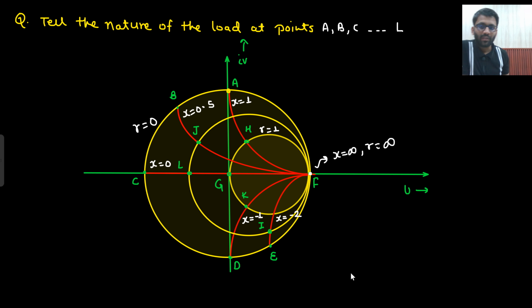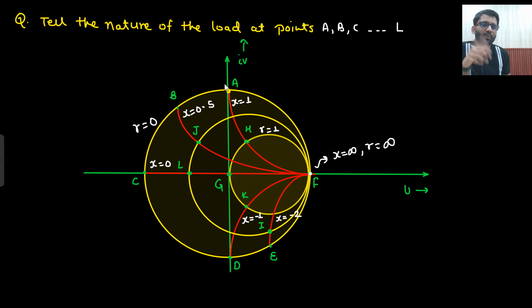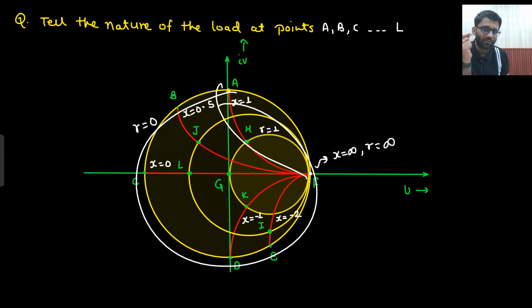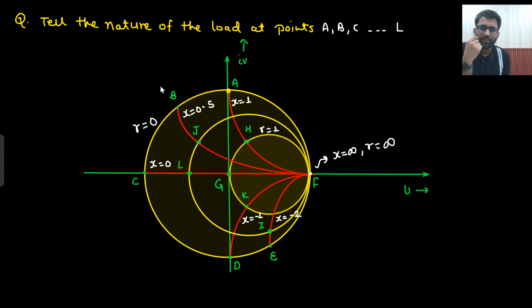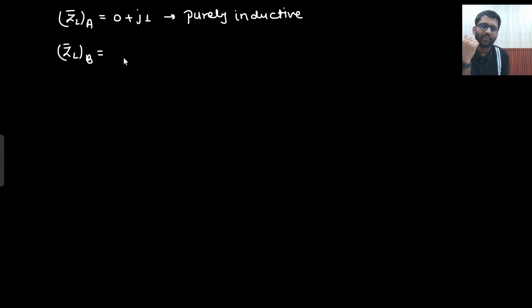Let's start now. Okay. At point A, what is the value of ZL dash at point A? So which two curves are cutting? R equals 0 and X equals 1. So R is equal to 0 and X is equal to 1. Purely inductive. Similarly, at point B, where is point B? This is R equals 0 and X equals 0.5. Purely inductive.